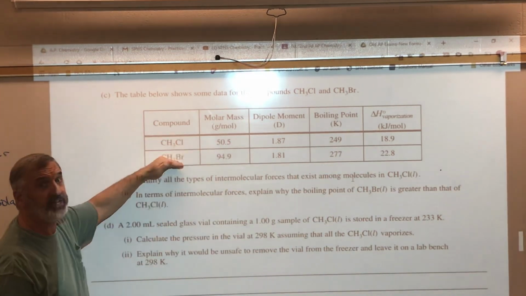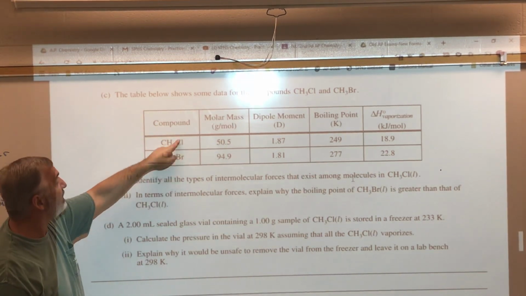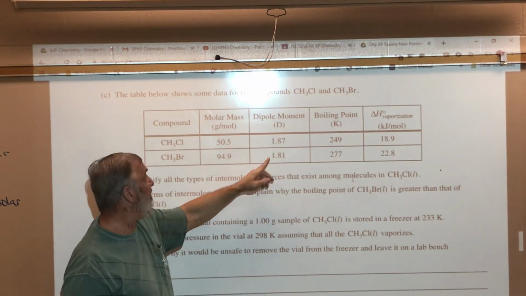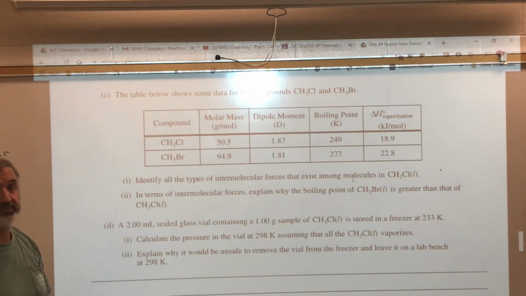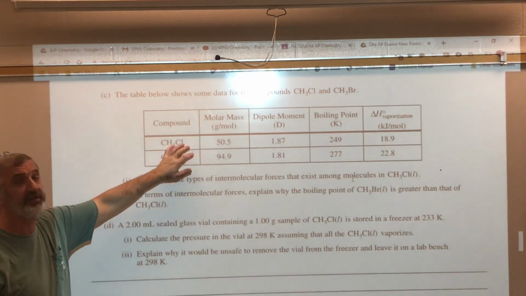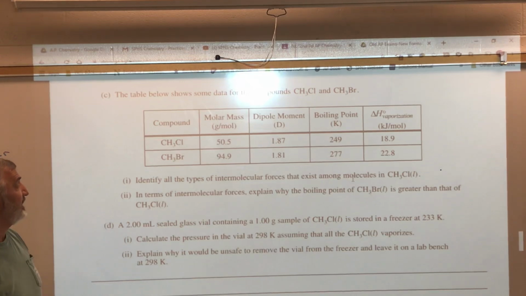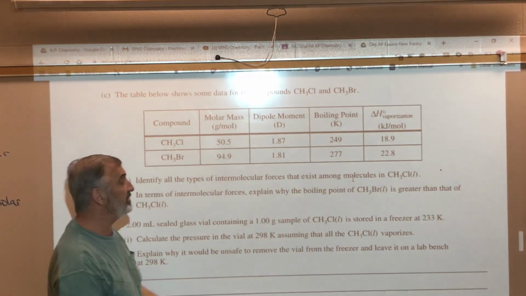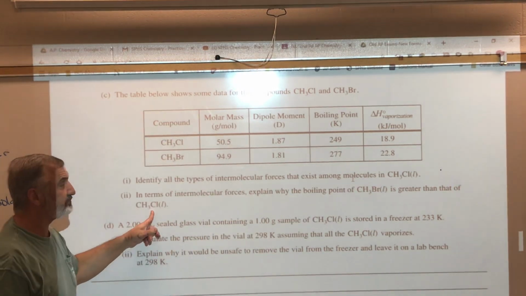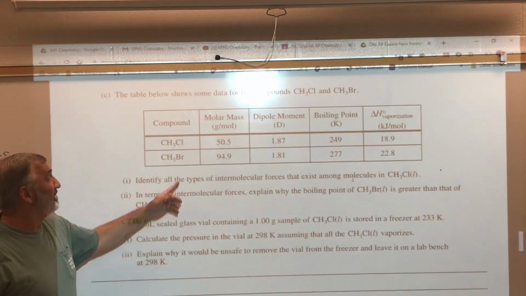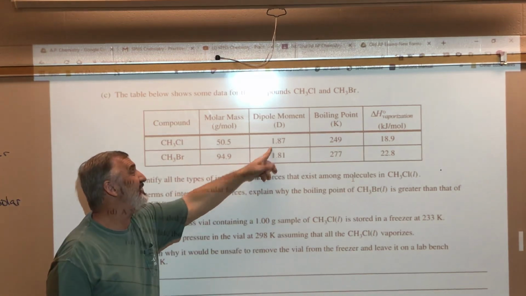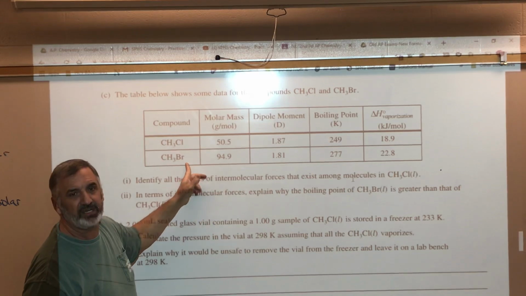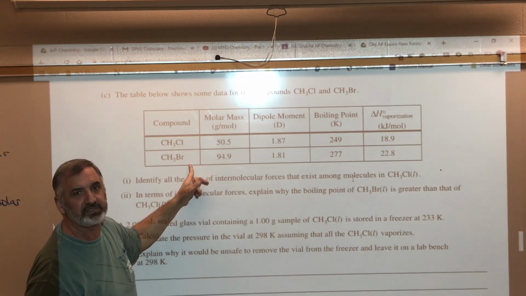So identify all the types of intermolecular forces that exist. Well, they always have LDFs, always have London forces. They both are going to have dipole-dipole because they have dipole moments. Neither one has the ability to form hydrogen bonds. Plus, there's no hydrogen attached directly to anything anyway. So in terms of intermolecular forces, explain why the boiling point of this one is greater than this one. Since they both have very nearly the same dipole-dipole, but this is more polar, it's got to be because this has a bigger electron cloud, it's got stronger London forces.